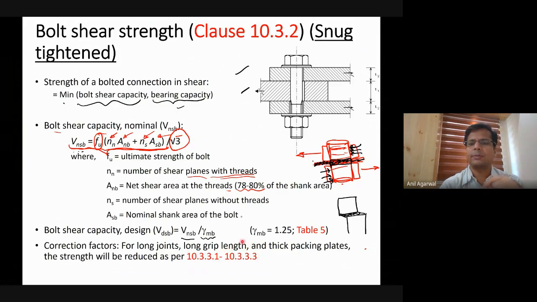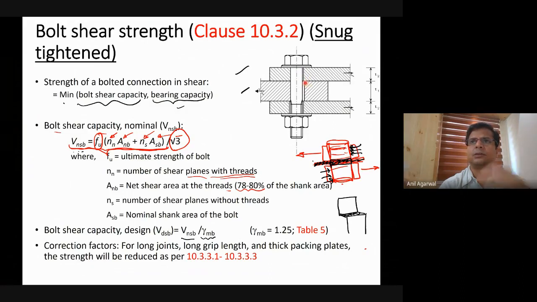Likewise, a long grip length basically means that this shank is a bit too long. Especially if this plate is very thick, the grip length, which is the distance between the washers or between the bolt heads, becomes long. So that distance is a bit too long, and then you have this kind of load applied. What may happen is that the bolt will not only undergo shear failure, it will also partly undergo flexural failure. Thick packing plates also play almost the same role as long grip lengths.